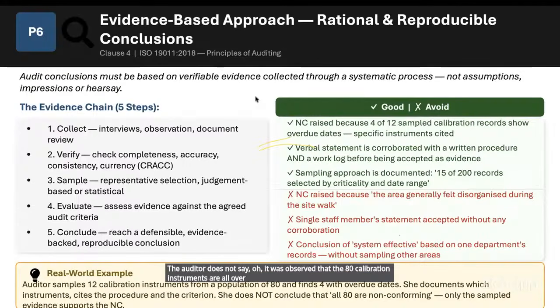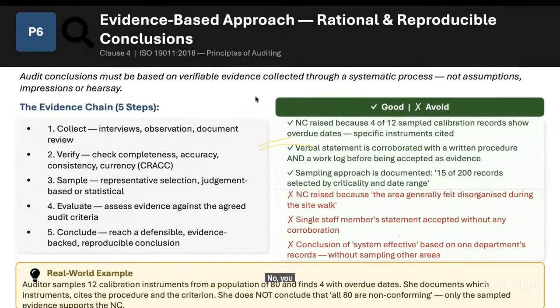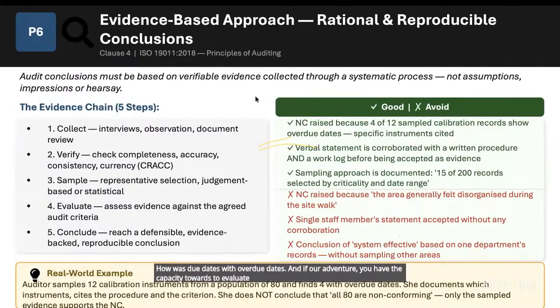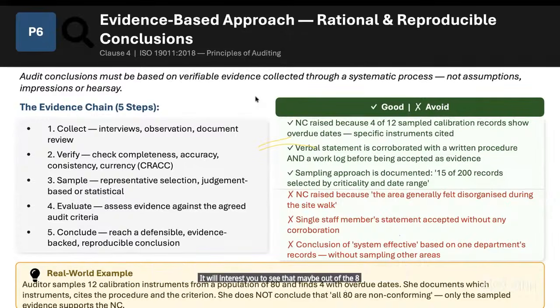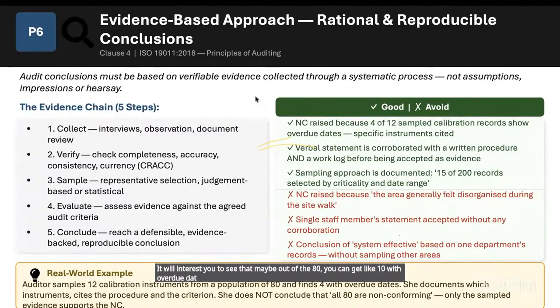The auditor does not say, oh, it was observed that the 80 calibration instruments are all overdue. No, you simply state that the 4 out of the sampled 12 have overdue dates. And if peradventure you have the capacity to evaluate the whole 80, it will interest you to see that maybe out of the 80 you can get like 10 with overdue dates. But because you sampled 12, it is important that you state that these are the 4 that I saw.